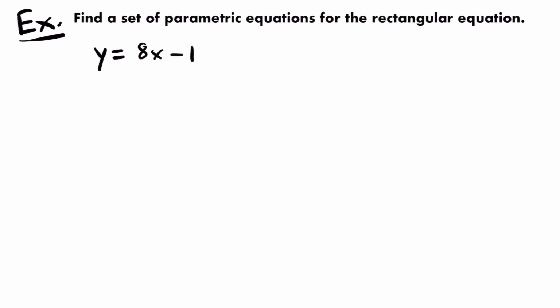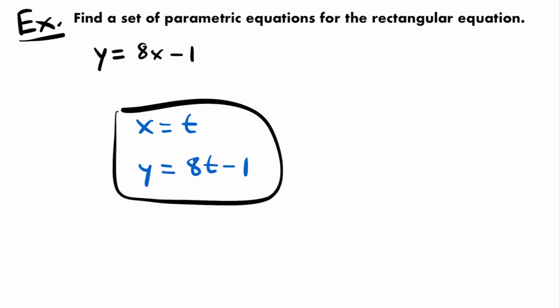The way I like to go about it is just let x equal t, and then rewrite y in terms of t. All right, so if we let x equal t, well, that's one parametric equation. And since x is equal to t, we can replace x with t and have that y is equal to 8t minus 1. And there we have a set of parametric equations for this rectangular equation. Now, this is not the only solution.